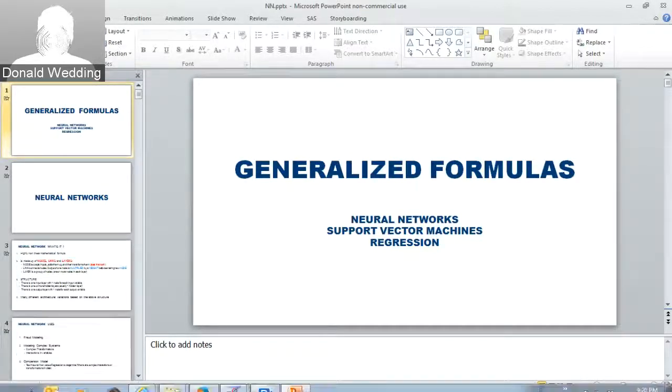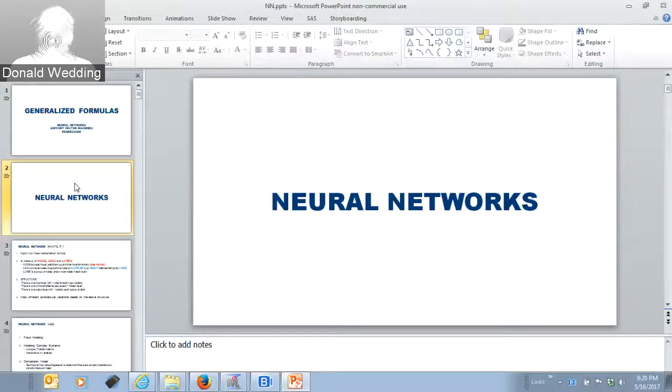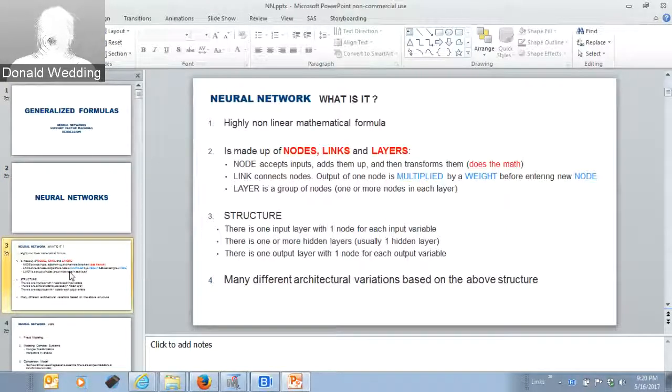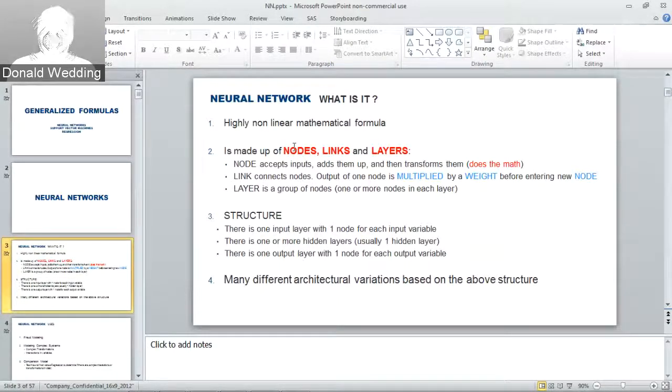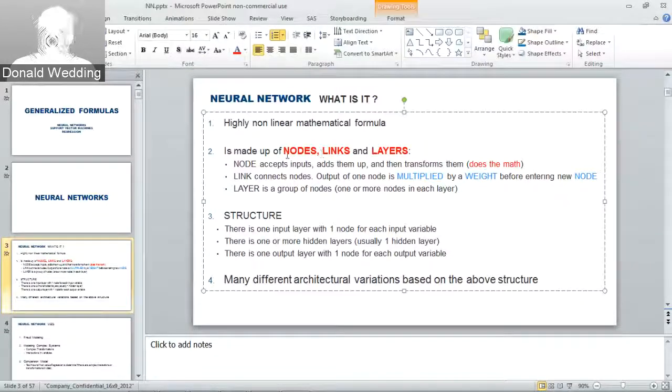Okay, fair enough. I want to show you what a neural network is, because somebody asked about it, and I did a talk for some other purpose and pulled some slides out. Neural network, what is it? It's a machine learning algorithm, and it's made of nodes, links, and layers. The nodes are the things that do the math. The links are where we multiply by a weight, and the layers are just groups of nodes. That doesn't make any sense yet, I'll show you what I'm talking about in a minute. Just know we're talking about nodes, links, and layers.